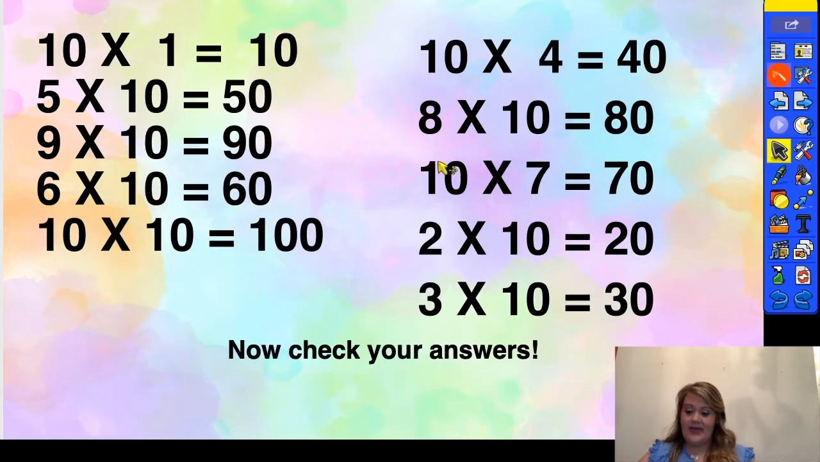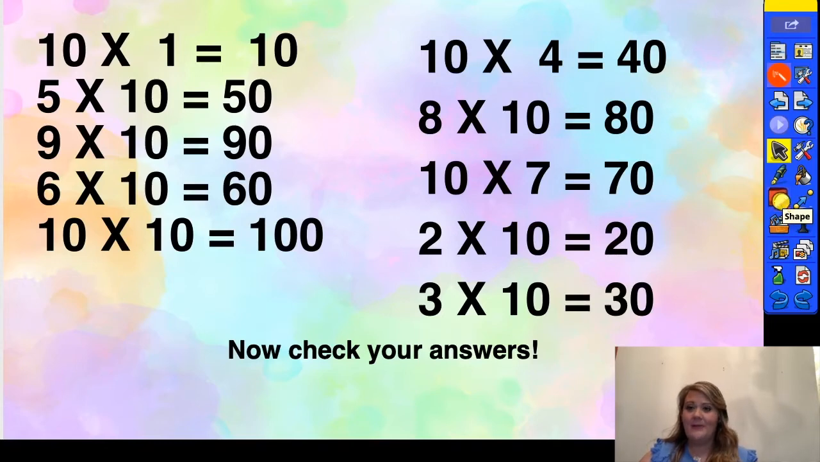8 times 10 equals 80. 10 times 7 equals 70. 2 times 10 equals 20. And 3 times 10 equals 30. So if you'll go ahead and check those answers, I'm going to leave it up on the screen, and you're welcome to pause the screen at this time. Otherwise, we're going to keep on going.